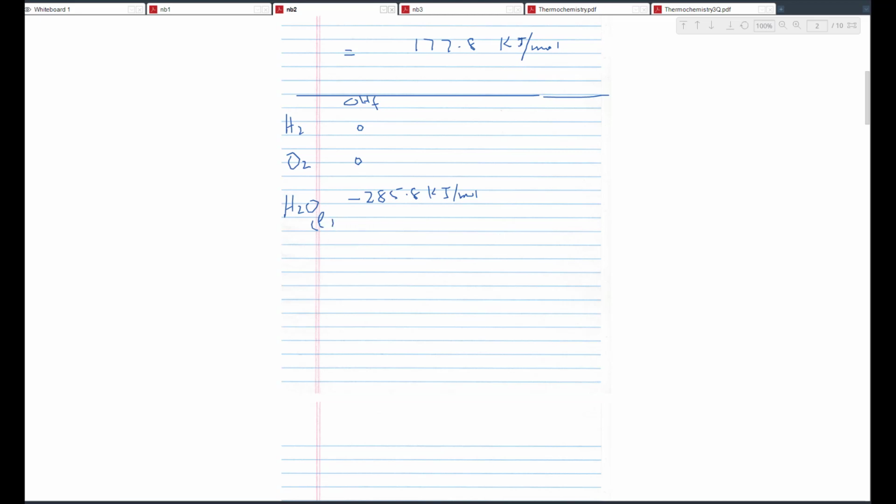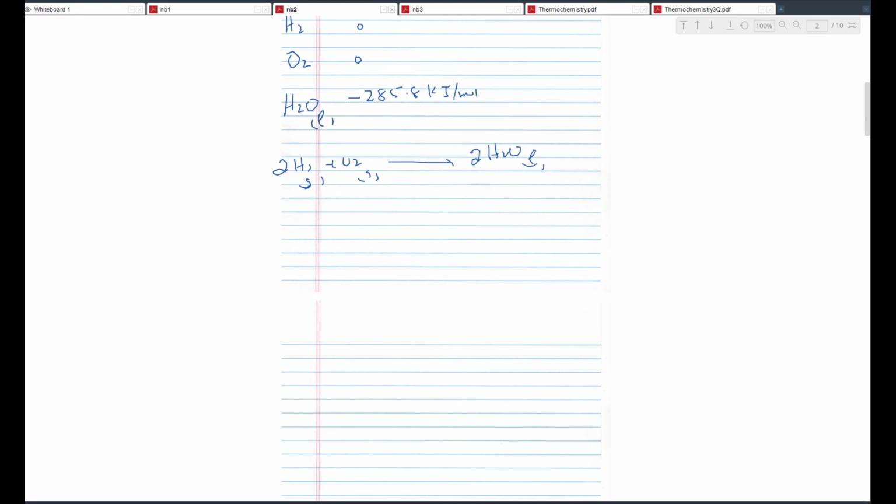And now let's go to the equation: 2H2 plus O2 gas gives 2H2O liquid, because water is the product. So I'm writing the delta H of reaction equals delta H of product minus delta H of reactant.